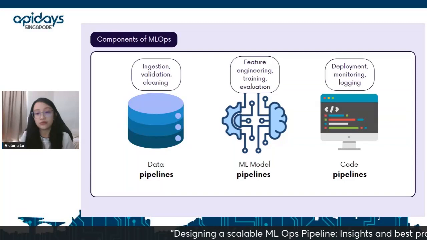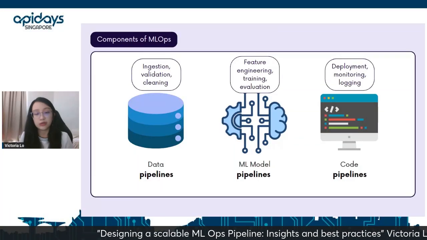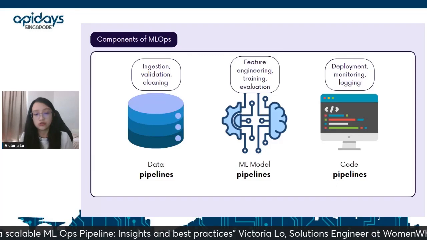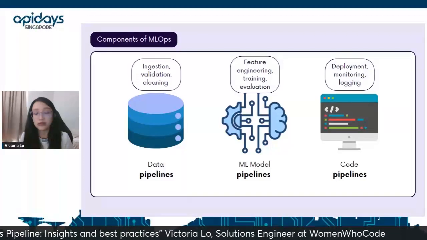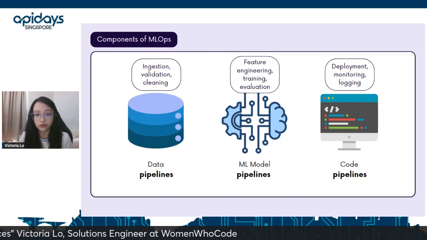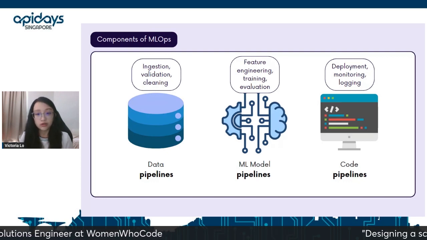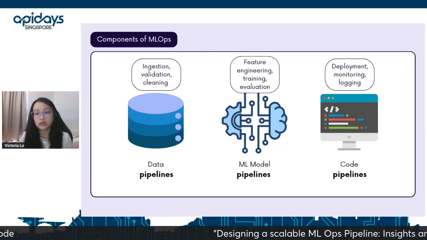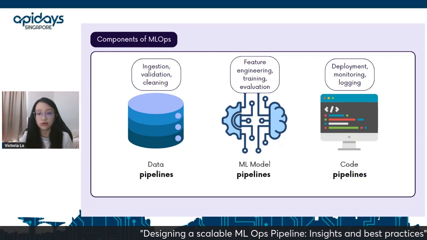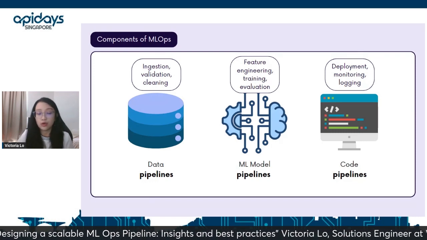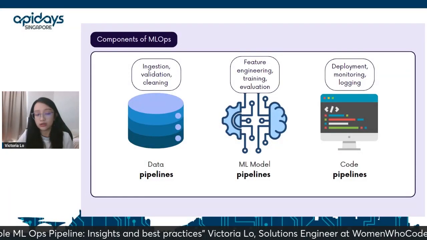Last but not least, we'll have the code pipelines. This pipeline would automate the deployment process of the model, so basically making sure that it's available to be used, and then monitoring the model. So anything that requires monitoring its performance as well as logging. So logging the model, basically checking for errors, checking for anything that could happen while it is being deployed, while it is deployed itself.